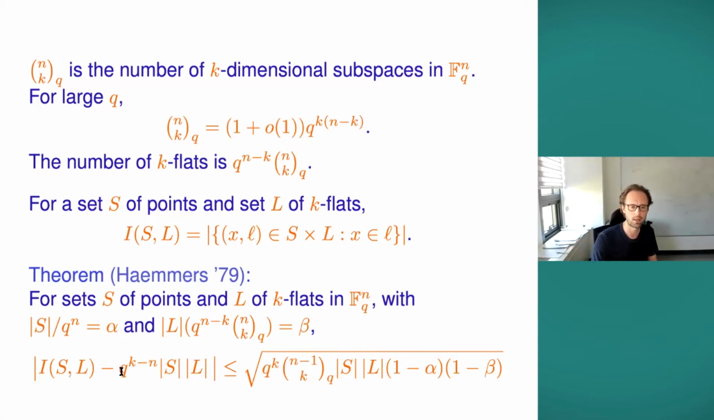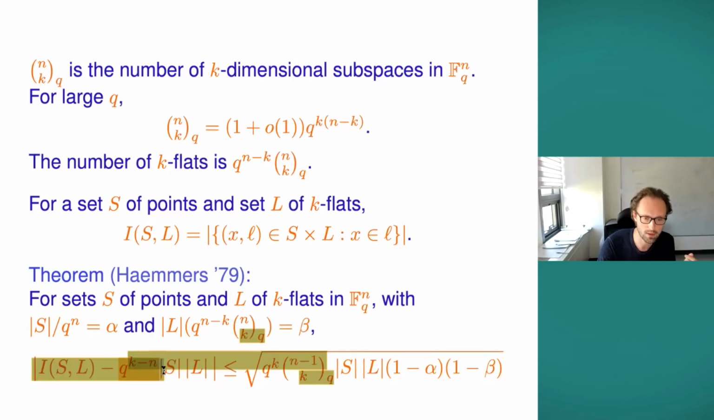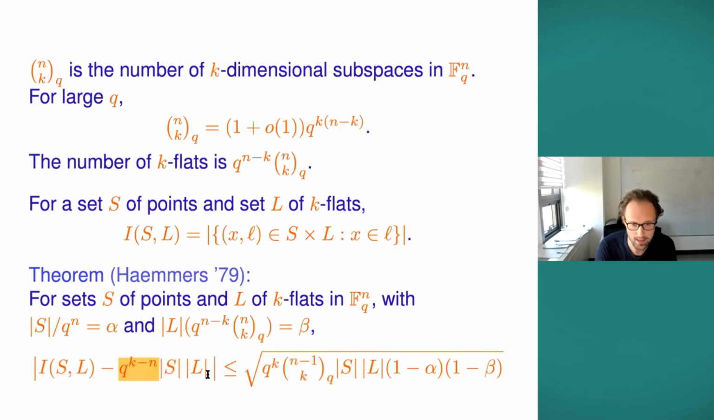So here, if you fix a k-flat and take a random point, the probability that that point lies on that k-flat is q to the k minus n, because there are q to the k points on the k-flat, and each of those you hit with probability 1 over q to the n. So this q to the n minus k times S times L is the expected number of incidences that you would have if you took your k-flats randomly and your points randomly.